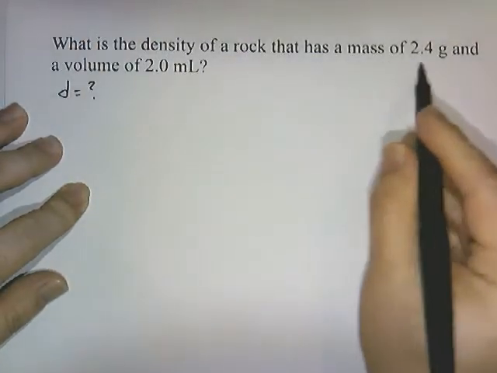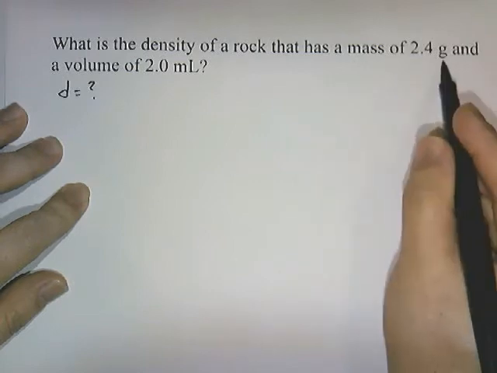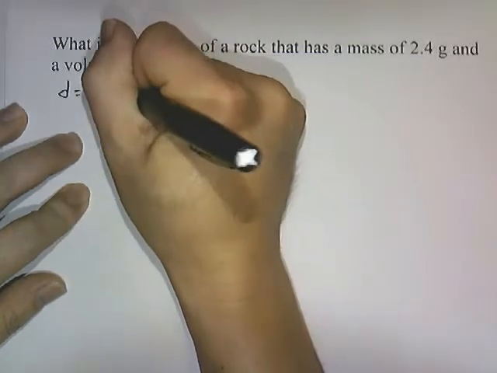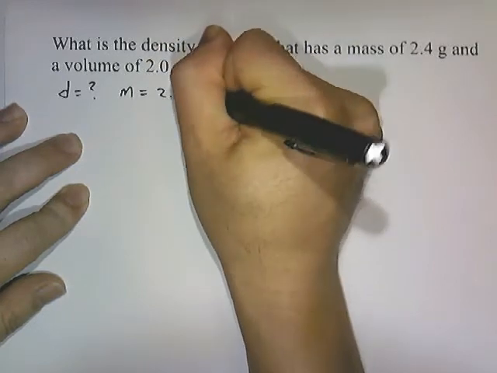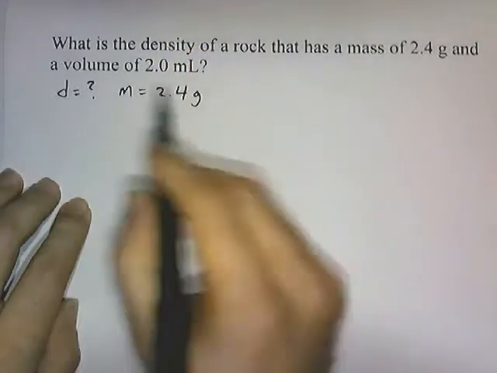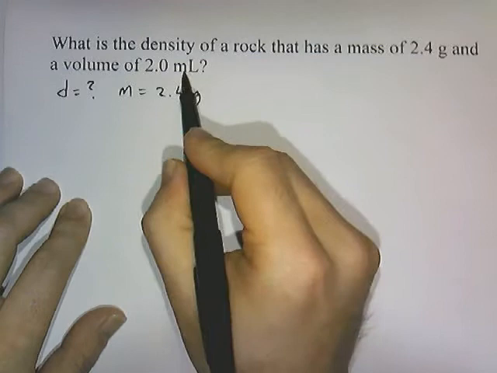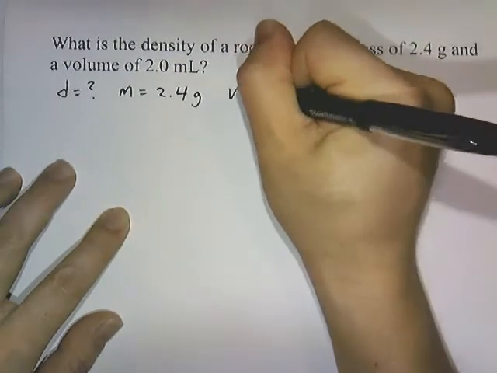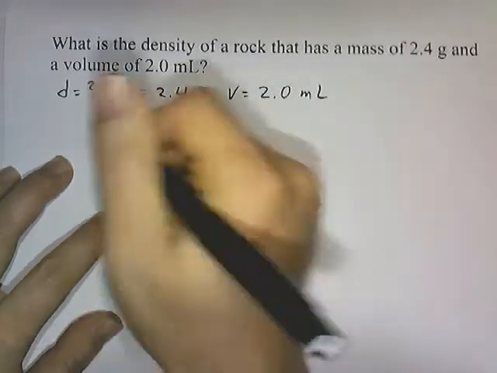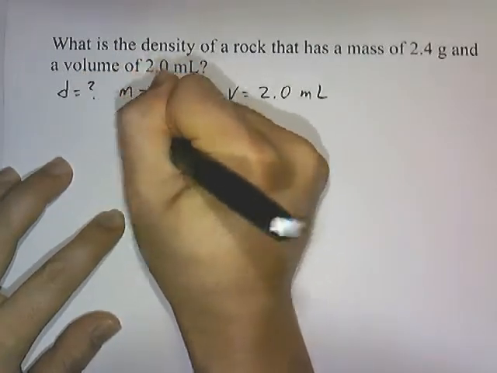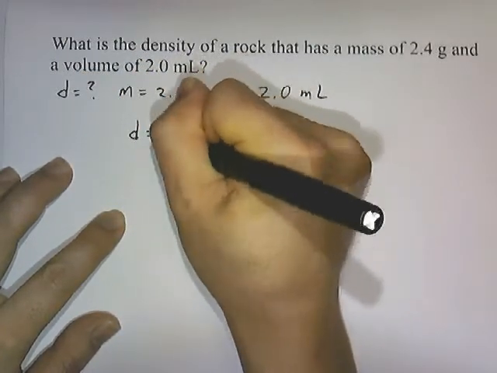Has a mass of 2.4 grams, so they're telling you the mass, and grams is a measure of mass, so we can write M equals 2.4 grams, and they tell you the volume is 2 milliliters. Milliliters is a measure of volume, so V is 2.0 milliliters. And then we just write the formula, D equals M over V.